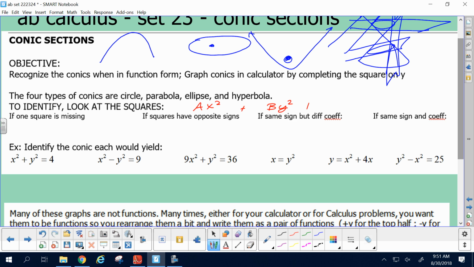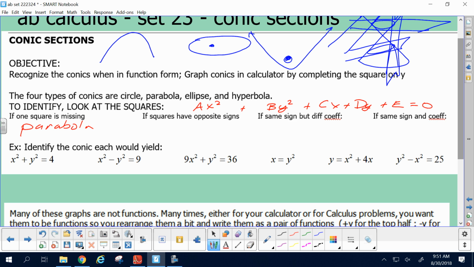This actually is cx. I should have given you the general form. Depending on A, B, C, and D, mostly A and B, these could be different shapes. If one of the squares is missing, boom, parabola. That would be a sideways opening parabola. This would be a vertically opening parabola. Okay? One square is missing, parabola.